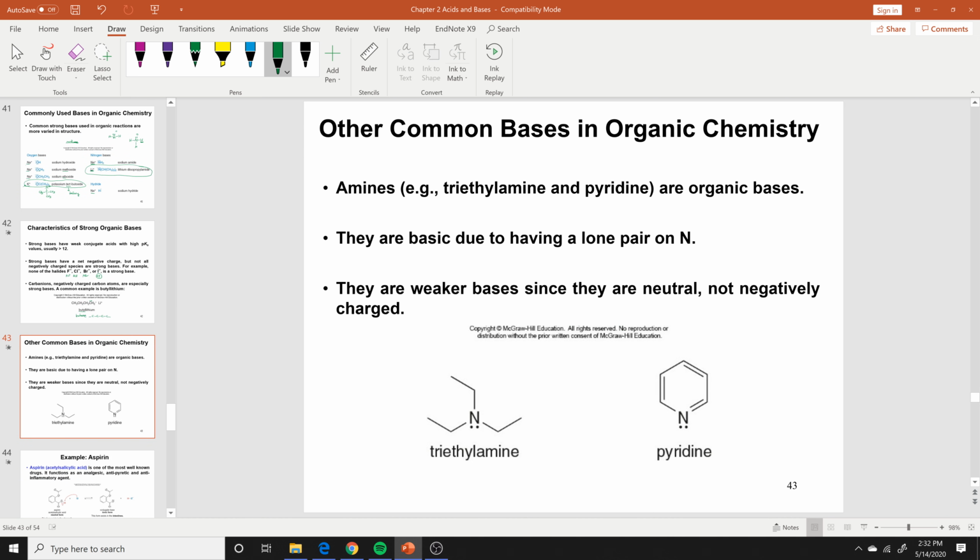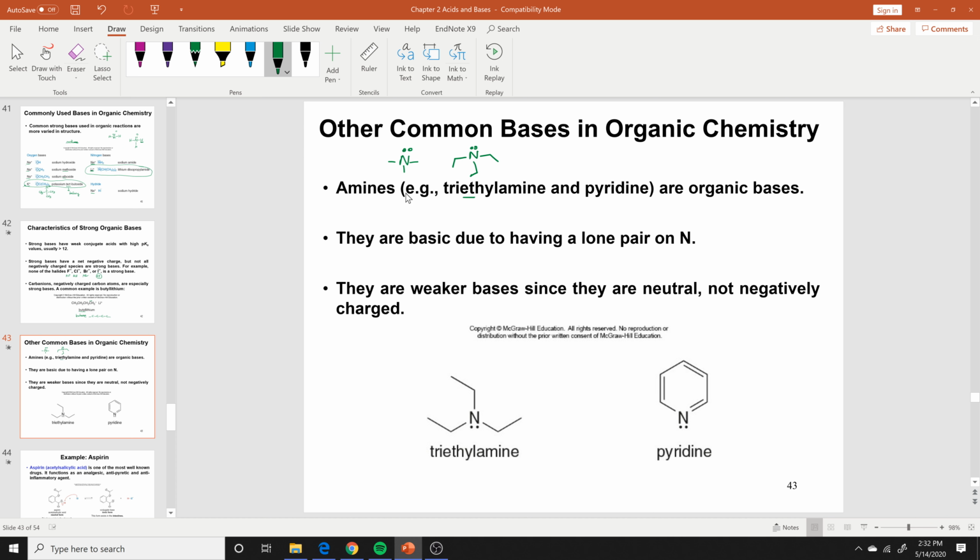Amines are basically nitrogens that have lone pairs, and amines can either have CH3s over here, or you can have amines that have CH2CH3, which is an ethyl group. This is why I'm calling it a triethylamine. This is the structure of a triethylamine. Another structure of amine is pyridine.